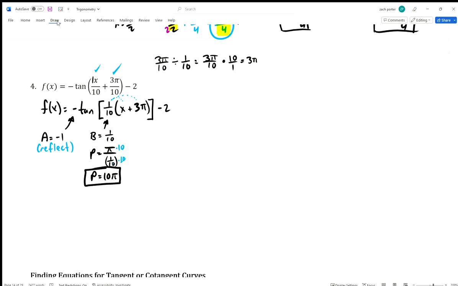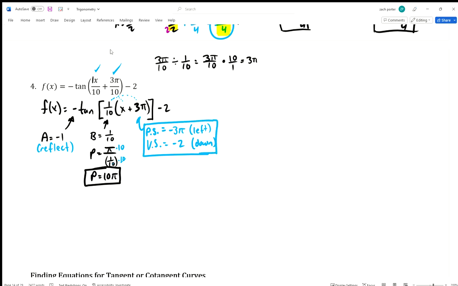And then let's mark them in blue, we have the phase shift. x plus 3 pi means the phase shift is -3 pi, or left 3 pi if you want to use the words. And then this -2 is where the vertical shift would be. -2 means we would go down 2. So let's put left and let's put down. So we have that information now too.